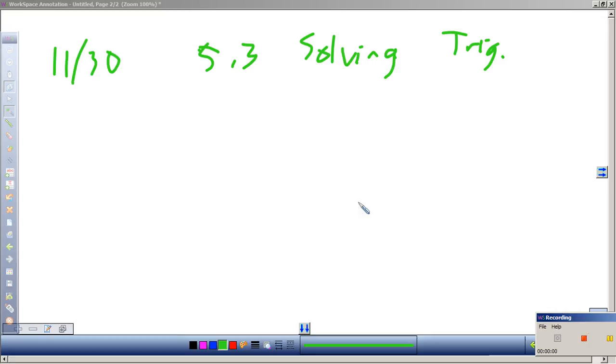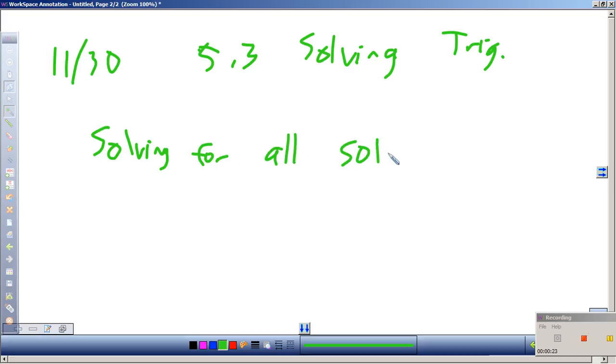So there's basically two main types of solving. Solving where we're going for all the solutions, and solving where we're going for only some of the solutions. So we're going to first look at all solutions. So, solving for all solutions. Now a lot of these are expected to be done without a calculator.